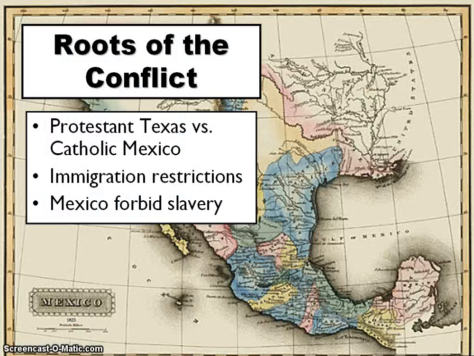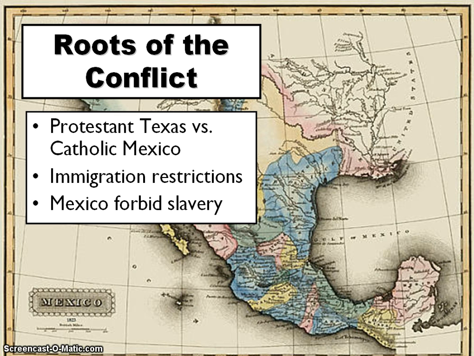Okay, so the Mexican War. Some of the roots of the conflict lie in old religious hatreds. Protestant Texas and Catholic Mexico. Now, Texas was not an independent republic yet. It was not a part of the United States. It was peopled by Americans who had moved into Mexican territory and were allowed to live there.